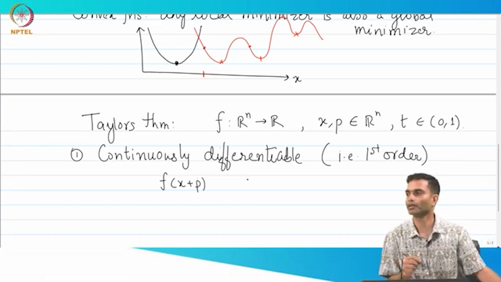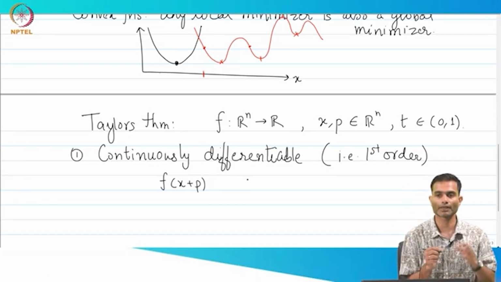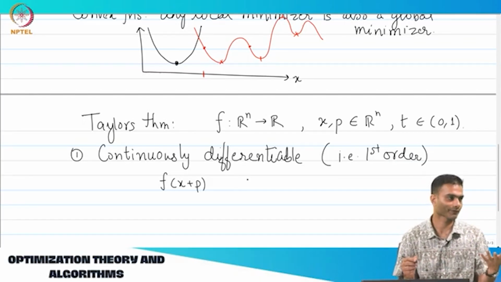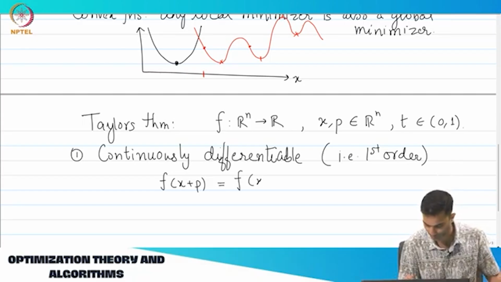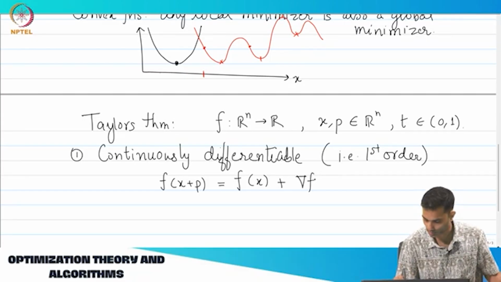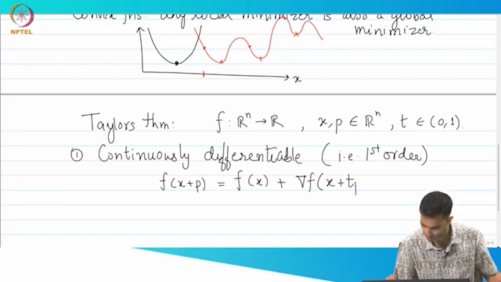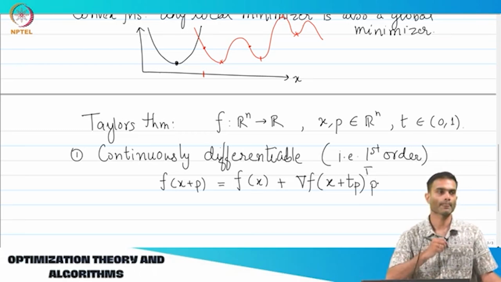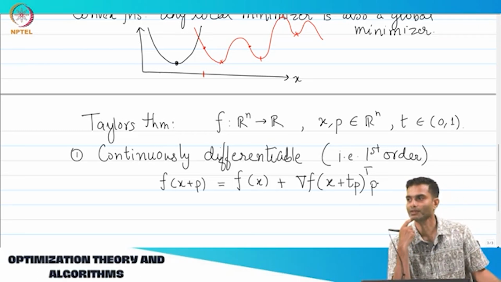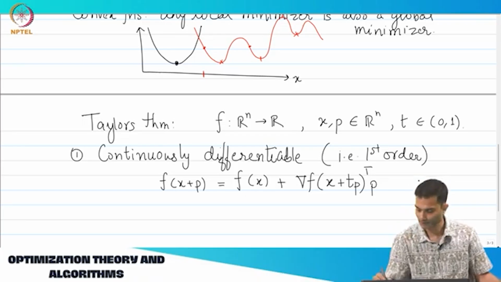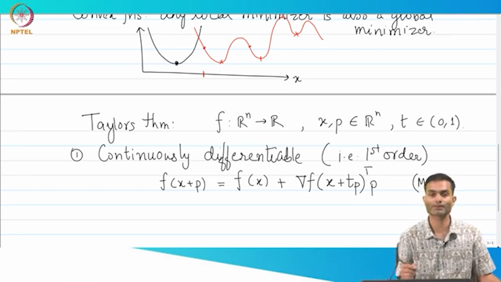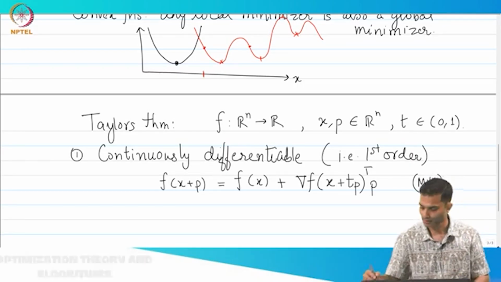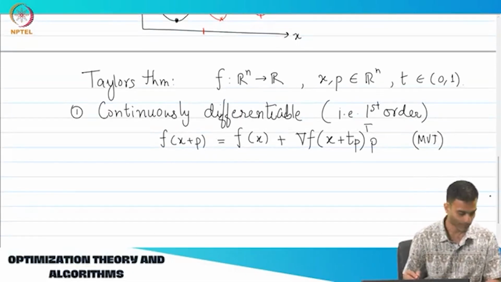So Taylor's theorem is going to help me write down the value of the function at a point x plus p in terms of f of x and grad f. That's what you are expecting. So f of x... Technically, what is this theorem? This is the mean value theorem, because x plus tp is some point between x and x plus p, right? And this is equality, this is exact.